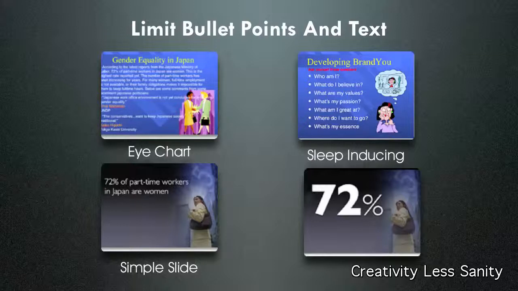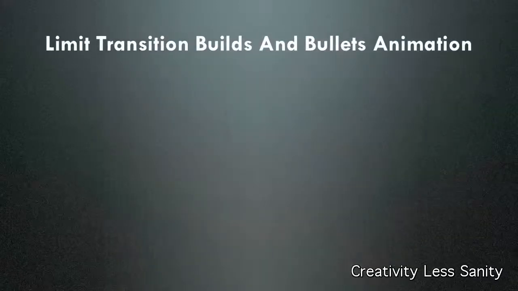So you see, limit bullet points and text. Just give the most important sentence in your slide and you'll elaborate, explain the details orally. After that, limit transition builds and bullets animation.